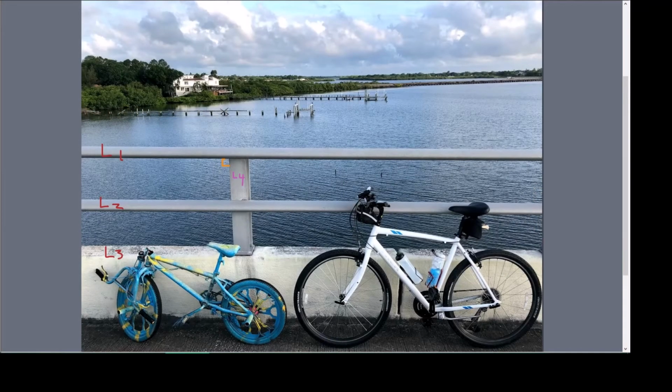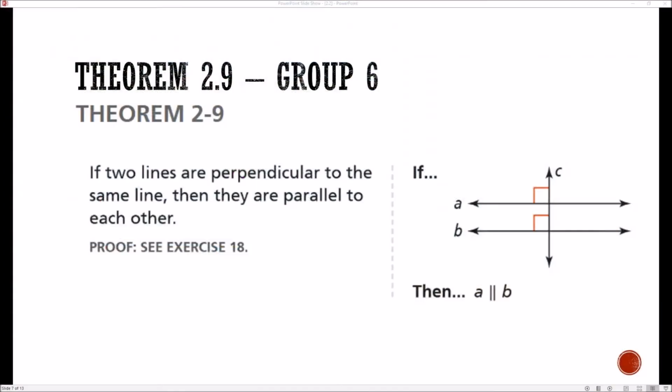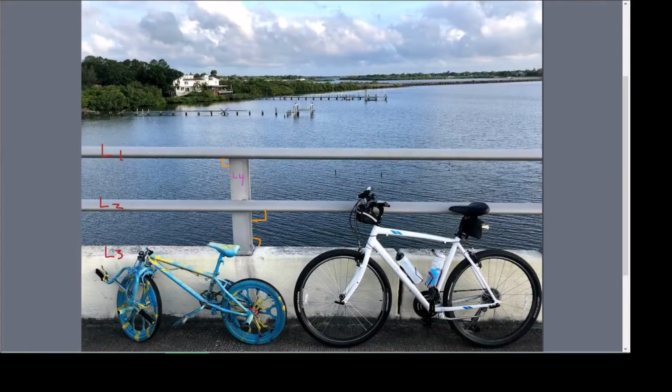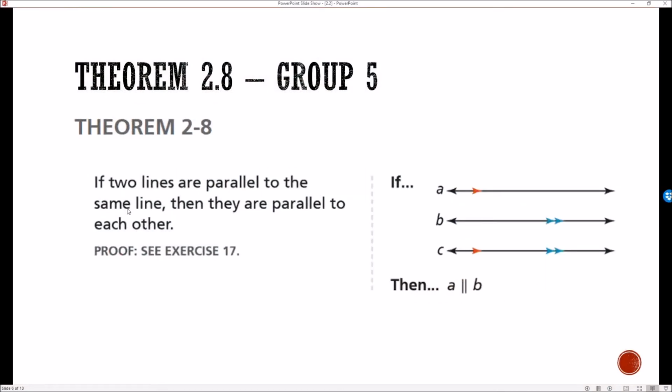Line 2, which I have here, is also perpendicular to line 4. And line 3 is also perpendicular to line 4. So right now I'm showing three lines are perpendicular to the same line. That means line 1, line 2, and line 3 are all parallel to each other. Let's write that up here. So we can see that line 1 is parallel to line 2, which is parallel to line 3 by theorem 2.9.